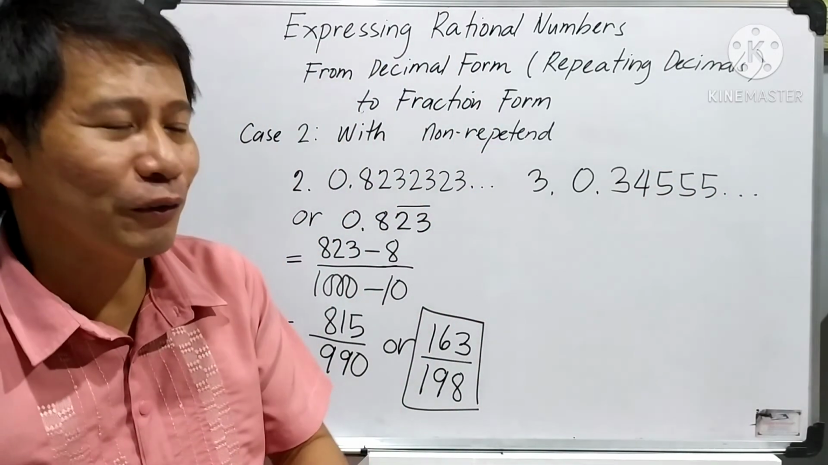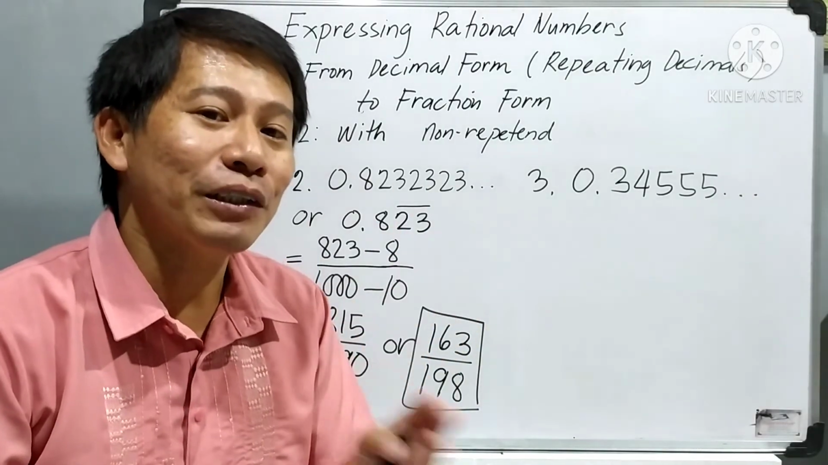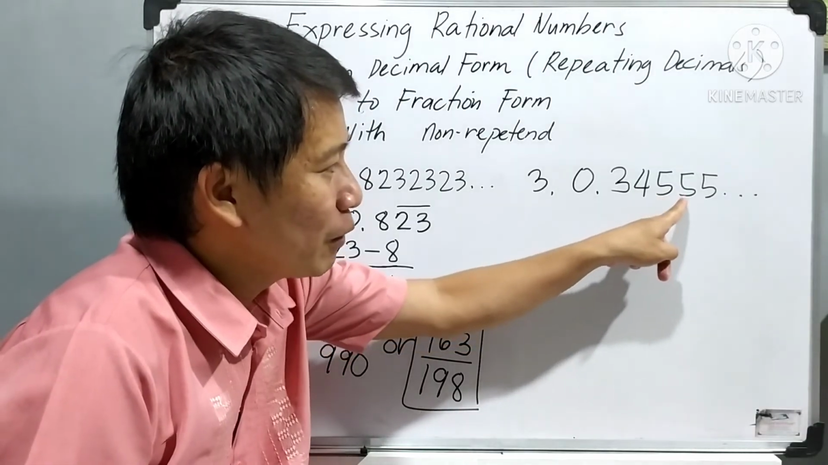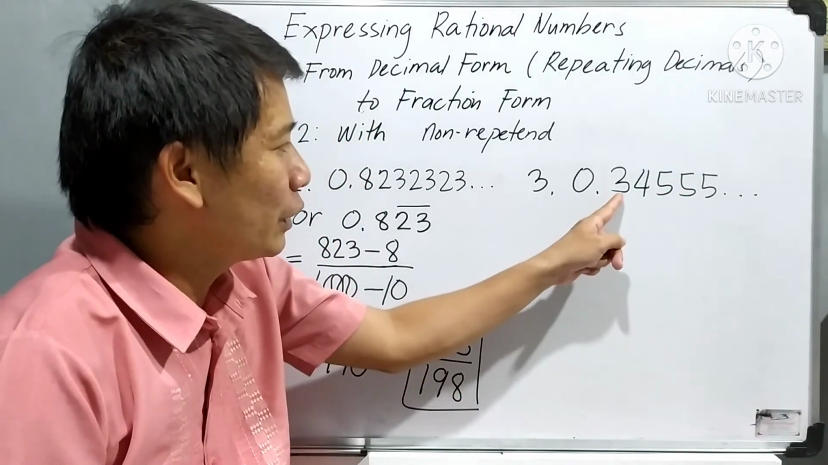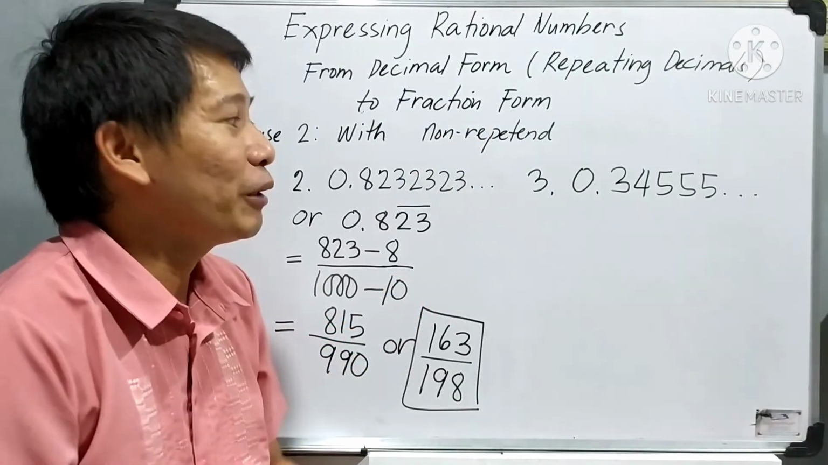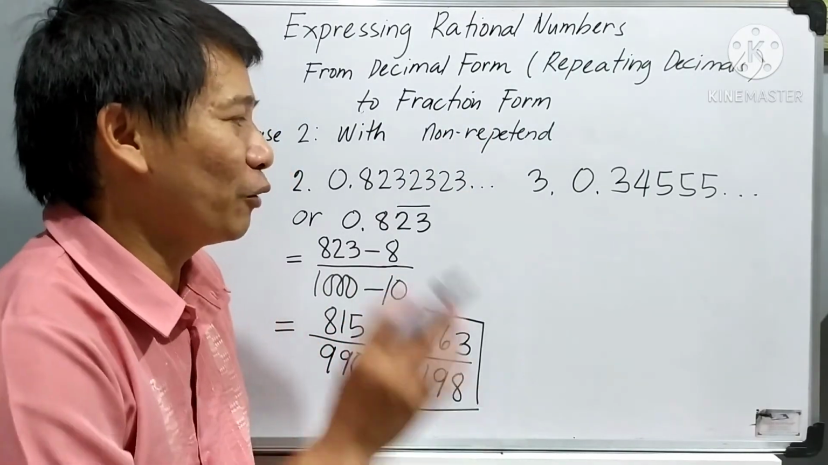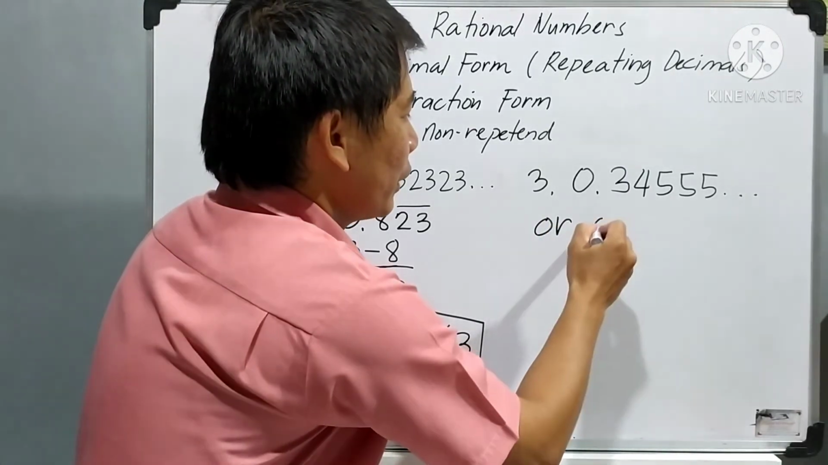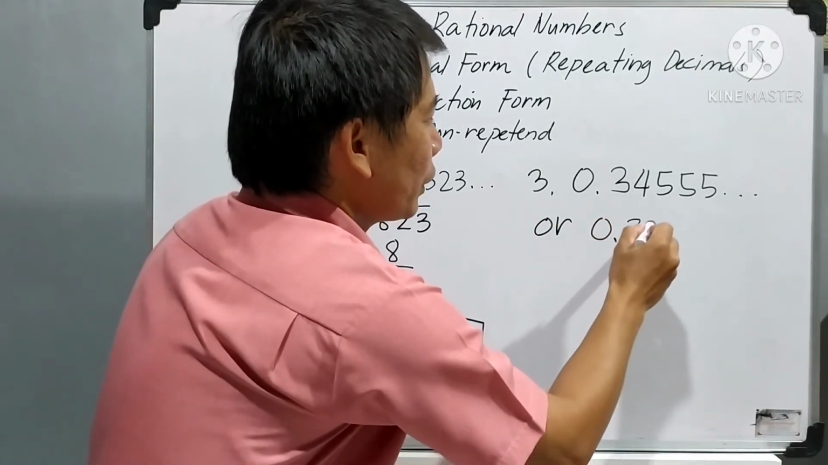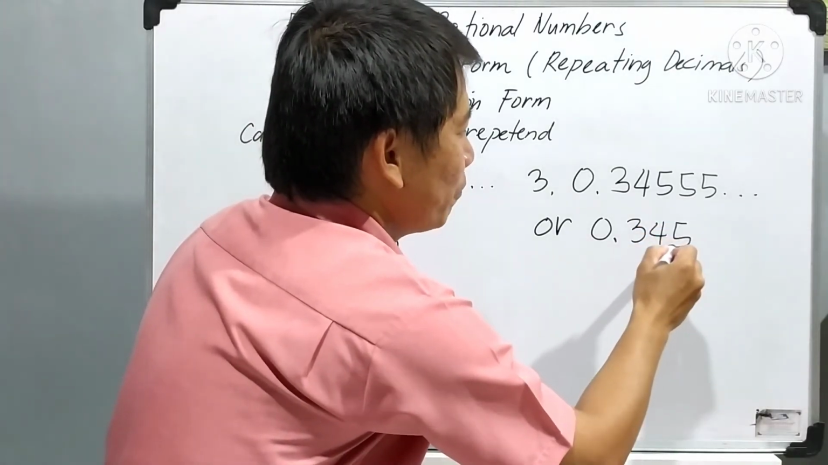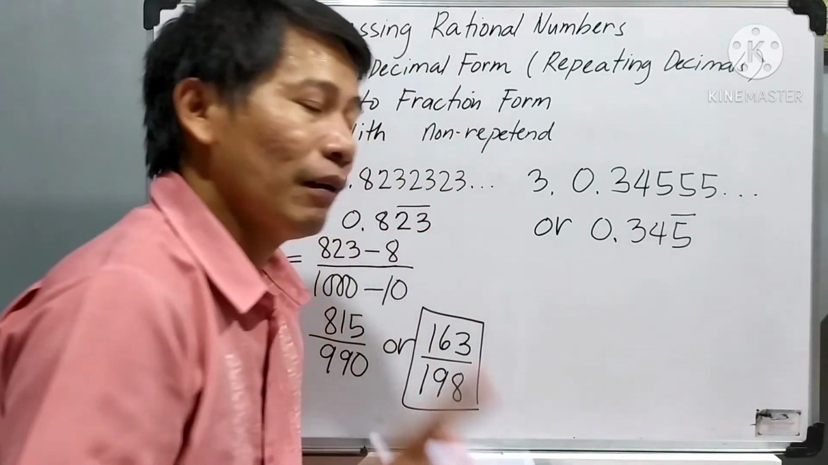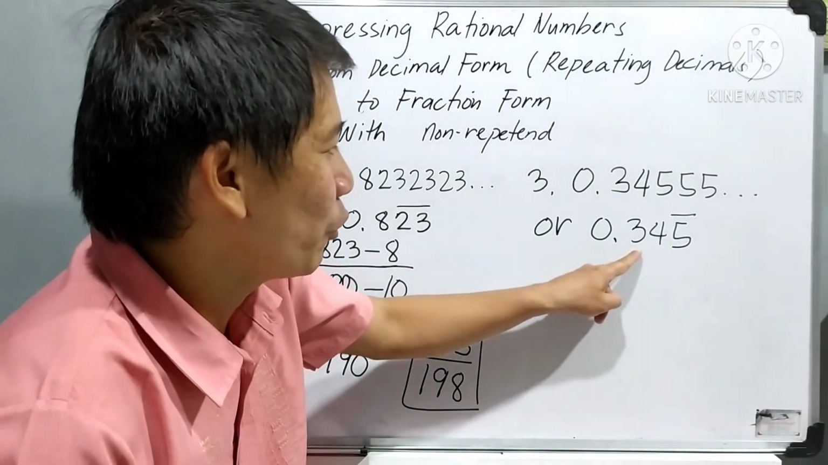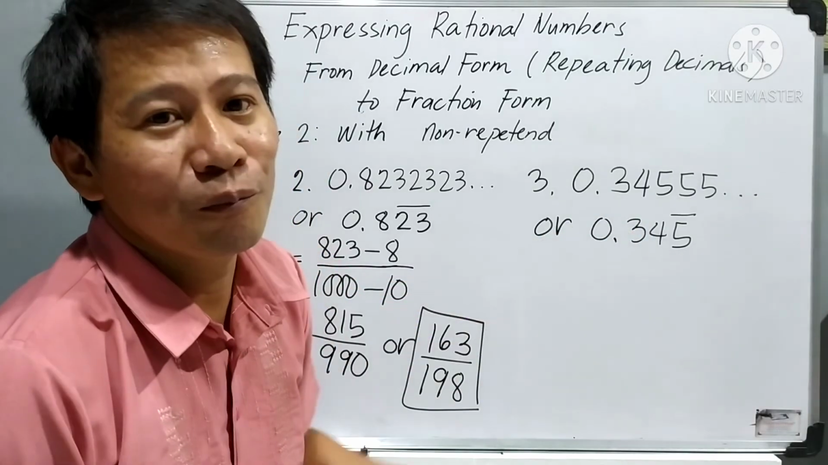Okay, let's observe the given. What is the only repeating digit? From the given, you will notice that only 5 is repeating. So 34 is non-repeated, 2 digits. First, let's rewrite it using the vinculum. So we have 0.34, 5, and 5 has the vinculum. Only 5, because it is the only one repeating. 34 has no vinculum.